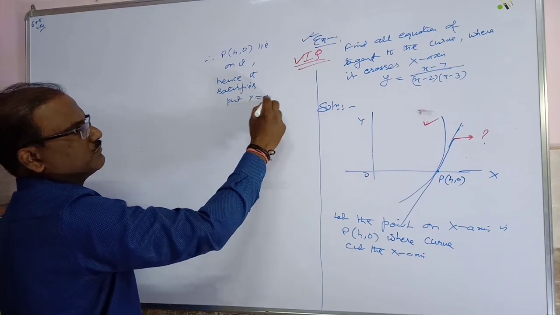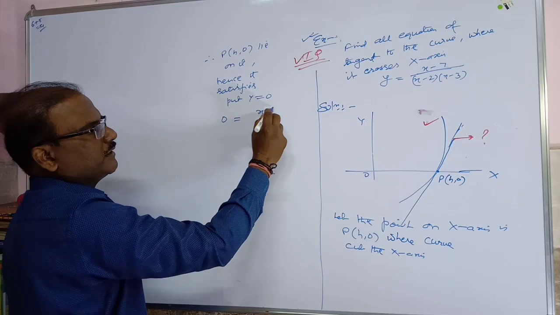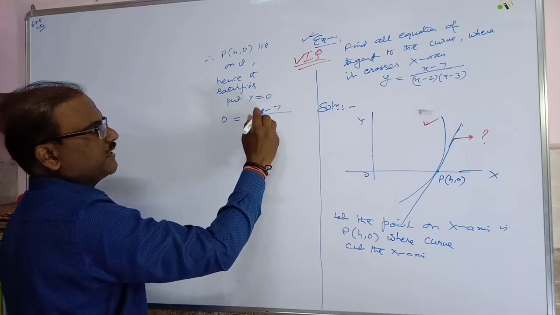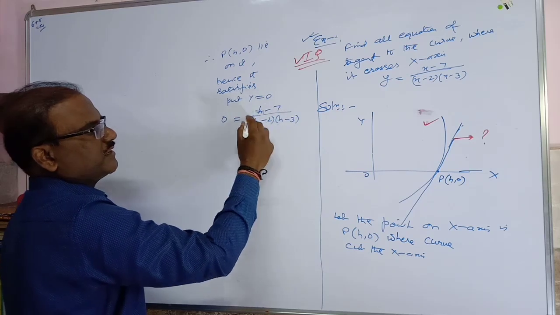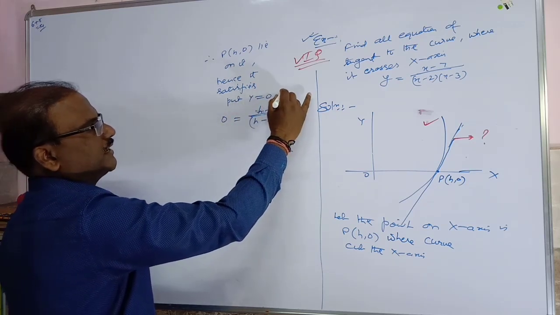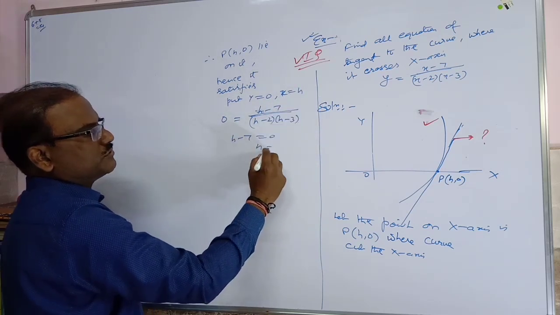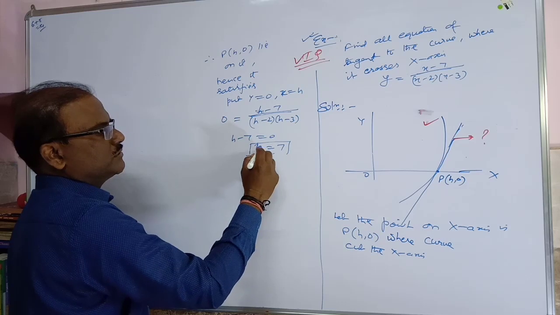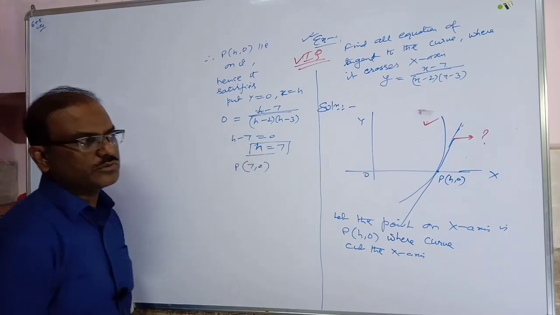Put y is equals to 0. Because y equal to 0 तो आप उसमें 0 पुट कर दोगे, x माइनस 7 यानी h minus 7 you will get here, h minus 2, h minus 3. तो put y is equals to 0 and x is equals to h. So in that way h minus 7 is equals to 0, h is equals to 7 you got. The point P is (7, 0).